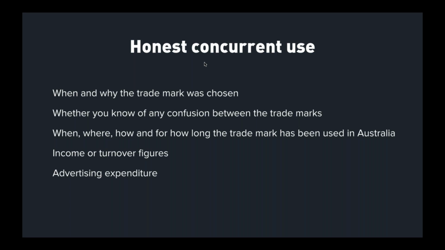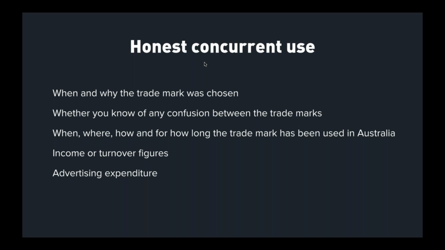What the examiner is looking for here is that you came up with your trademark honestly and in good faith. The more details you can give about why you chose the trademark that you did, the better, as it gives the examiner a better idea about whether the trademark was chosen honestly. You should also include information about whether you know of any confusion that has occurred between the trademarks. For example, if a member of the public has contacted you mistakenly as they thought you were part of the company who owns the earlier trademark.